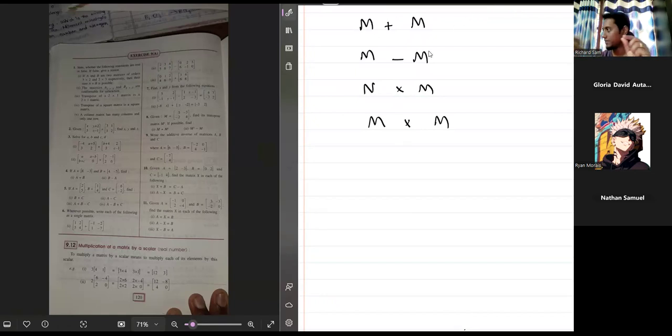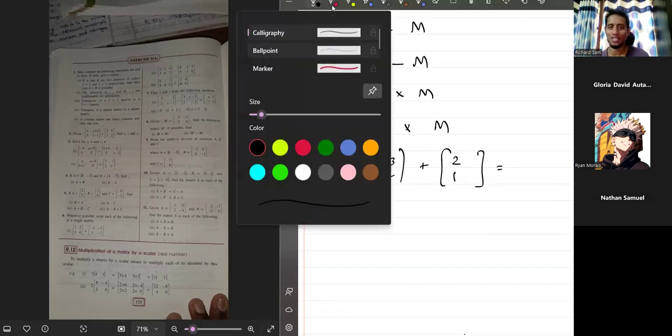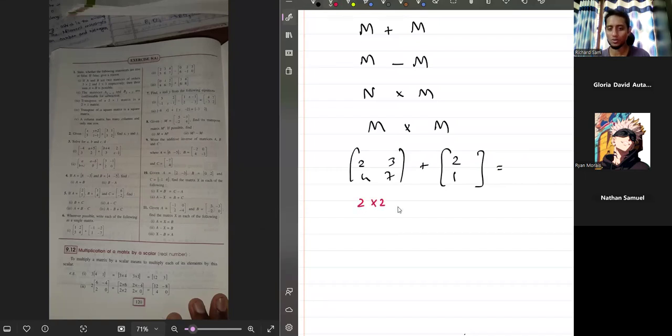Every term of the matrix you will add with every other term. Subtraction also the same. For example, 2, 3, 4, 7. If you're adding it with 2, 1, how do we add this? You can't add this because the order of the matrices are not same. See here, what is the order of this matrix? Order means you have to say like this, 2 by 2. Not 2 into 2, 2 by 2. That means 2 rows, 2 columns. What's the order of this matrix? So 2 by 1. You can't add these matrices, you can't subtract these matrices because their order is not same. So remember, for addition and subtraction, order has to be same.